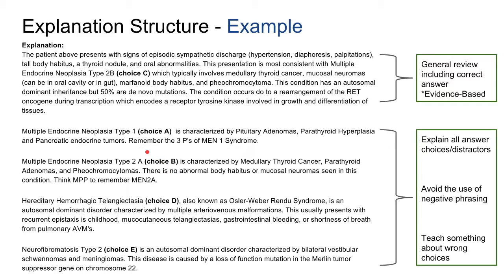So you're learning about MEN 1, MEN 2A, you're learning about hereditary hemorrhagic telangiectasia, and you're learning about neurofibromatosis type 2. That's all in one question. You get to learn about all those. But on the other hand, if you write the question, you're going to have to know about all those. So you're going to have to really understand the differential diagnosis for this disease and a little bit about them too.